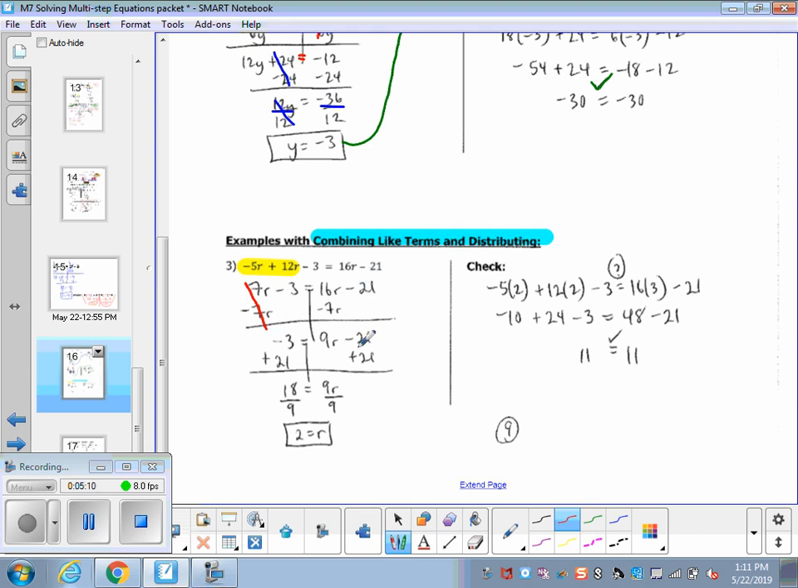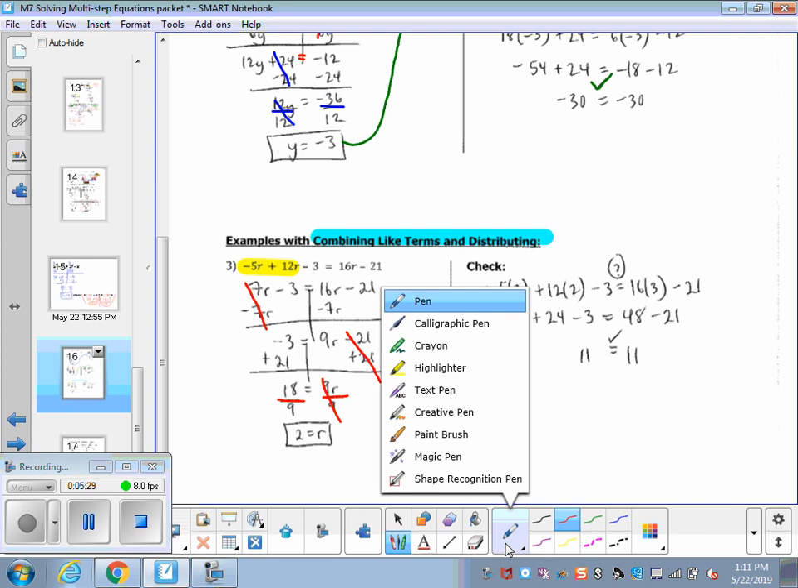And this is a very familiar two-step equation. Negative 21 is your constant, so you're going to add 21 on both sides. Negative 3 plus 21 is 18. And now you've got 18 equals 9r. And we're going to divide on both sides by the 9 for it to cancel out. And we'd get that r is 2.